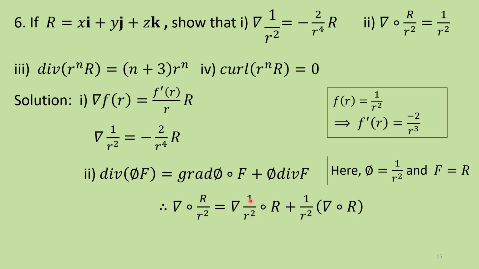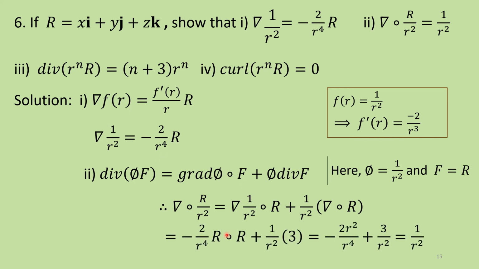Now the gradient of 1 by r square, which we already got here, is minus 2 by r power 4 into vector r. I substitute over here: minus 2 by r power 4 into vector r dot r, where r dot r is nothing but r square. So r square into minus 2 by r power 4. Here r power 4 gets cancelled, leaving minus 2 by r square plus 3 by r square, which is nothing but 3 minus 2, that is 1 by r square, the expected result.